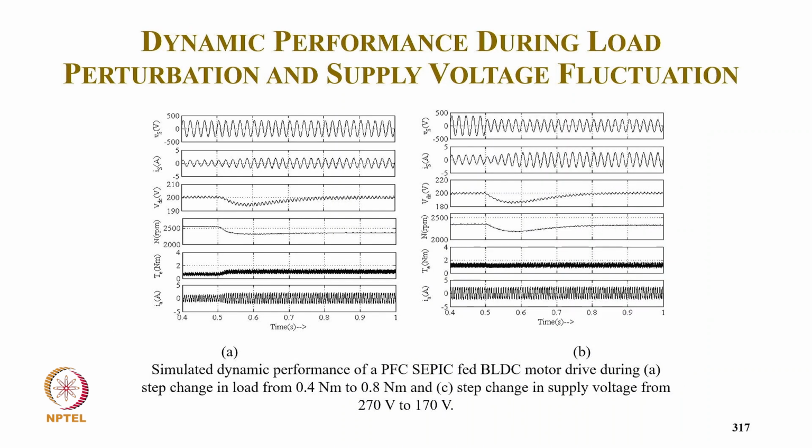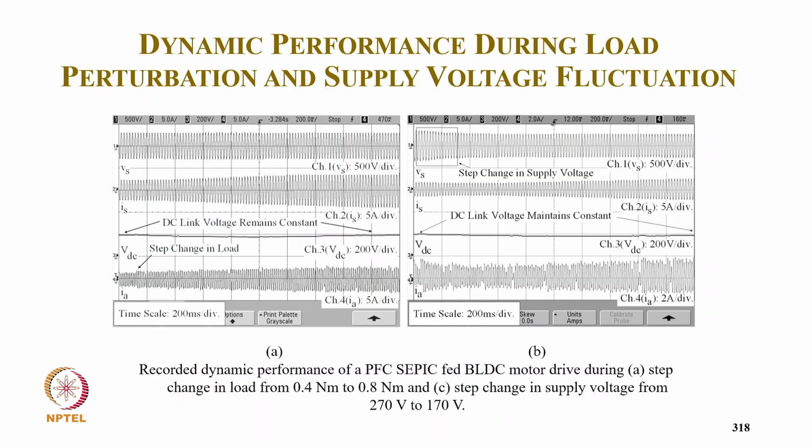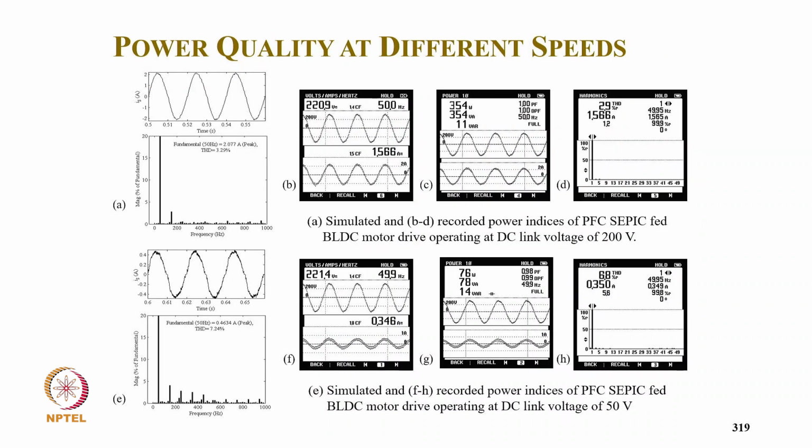And then the dynamic response for load change and the supply voltage from 270 to 170. Then the experimental waveform for load change from 0.5 Newton meter, 4 Newton meter to 5 Newton meter, and then your DC voltage, input AC voltage 270 does not change even in both the cases. The DC link voltage, it means speed, is not affected.